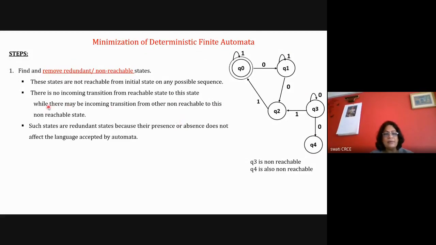Okay. So like I'm writing here, there may be an incoming transition from another non-reachable state to this non-reachable state. And such states are redundant because their presence or absence does not affect the language accepted by the automata. Even if you remove this, the behavior of the machine is going to remain the same. If you remove such states, there is no problem. Why does this happen? Because at the time of designing, the designer is thinking in some logic, and he may end up with a design with more states.